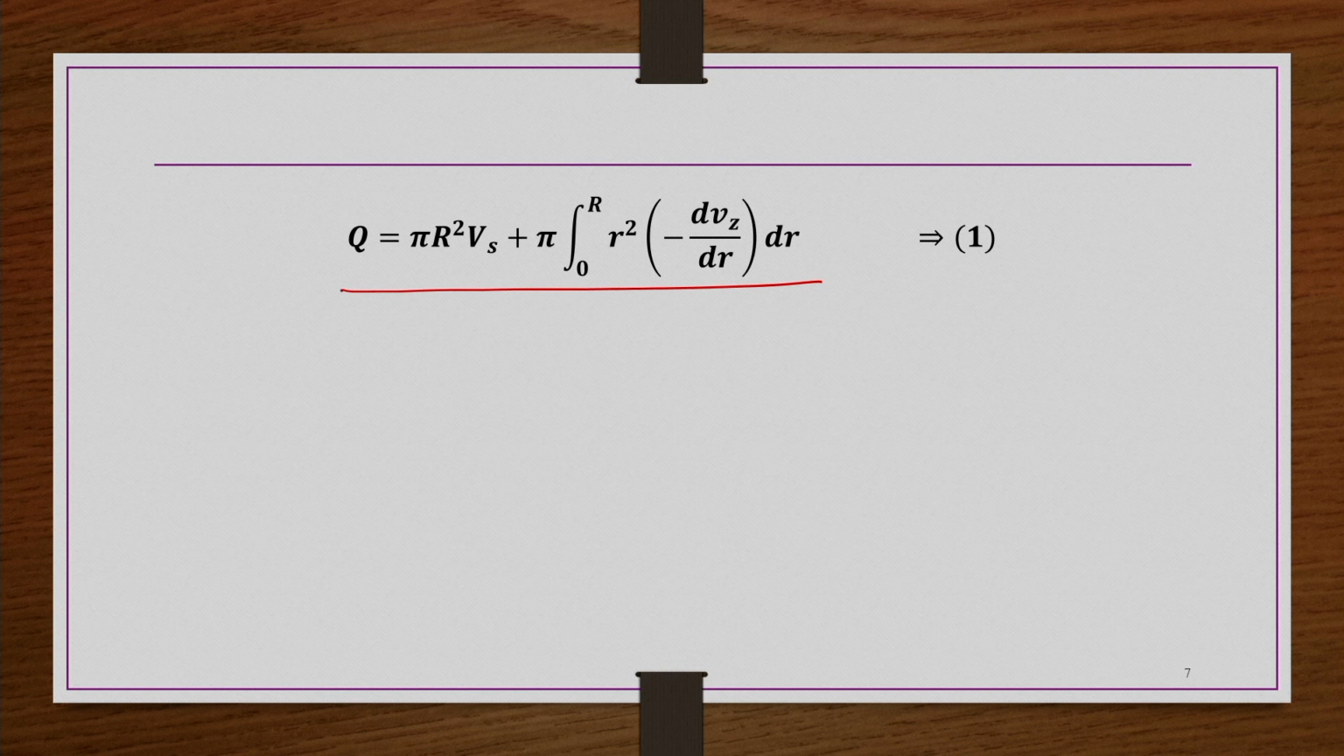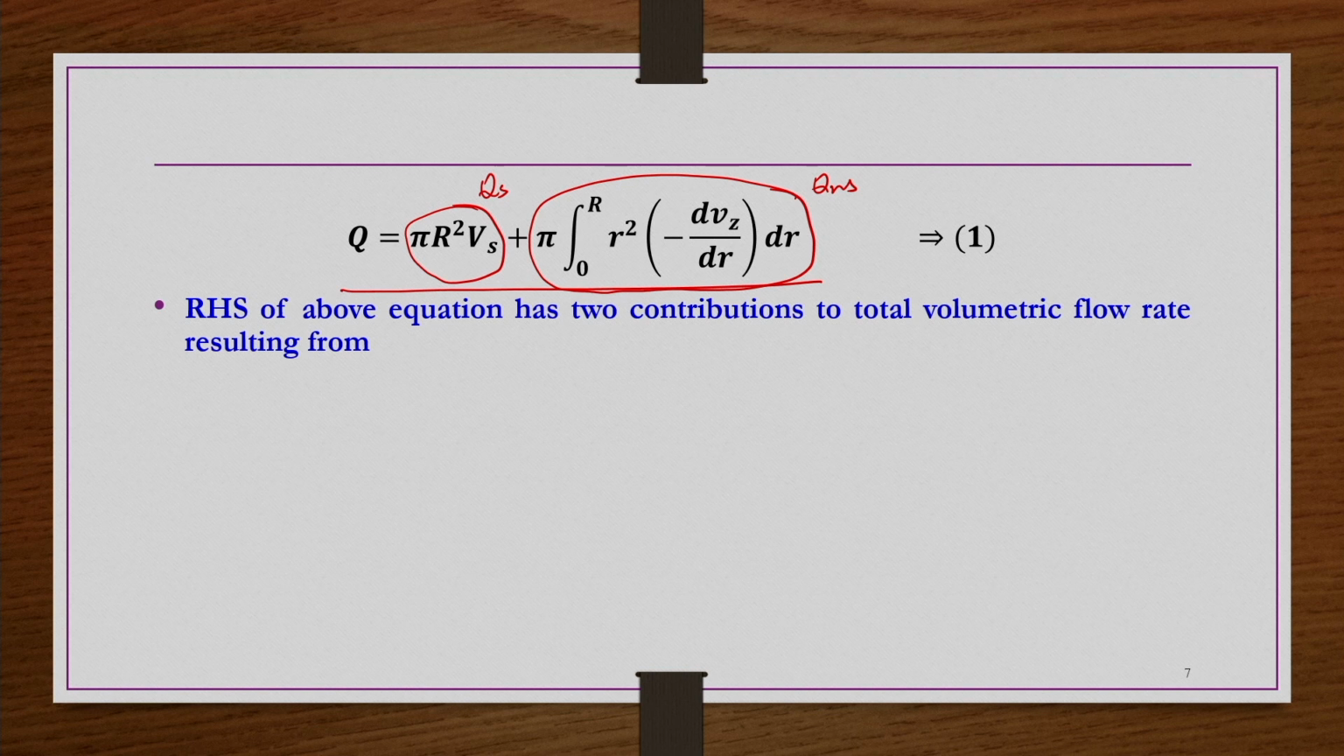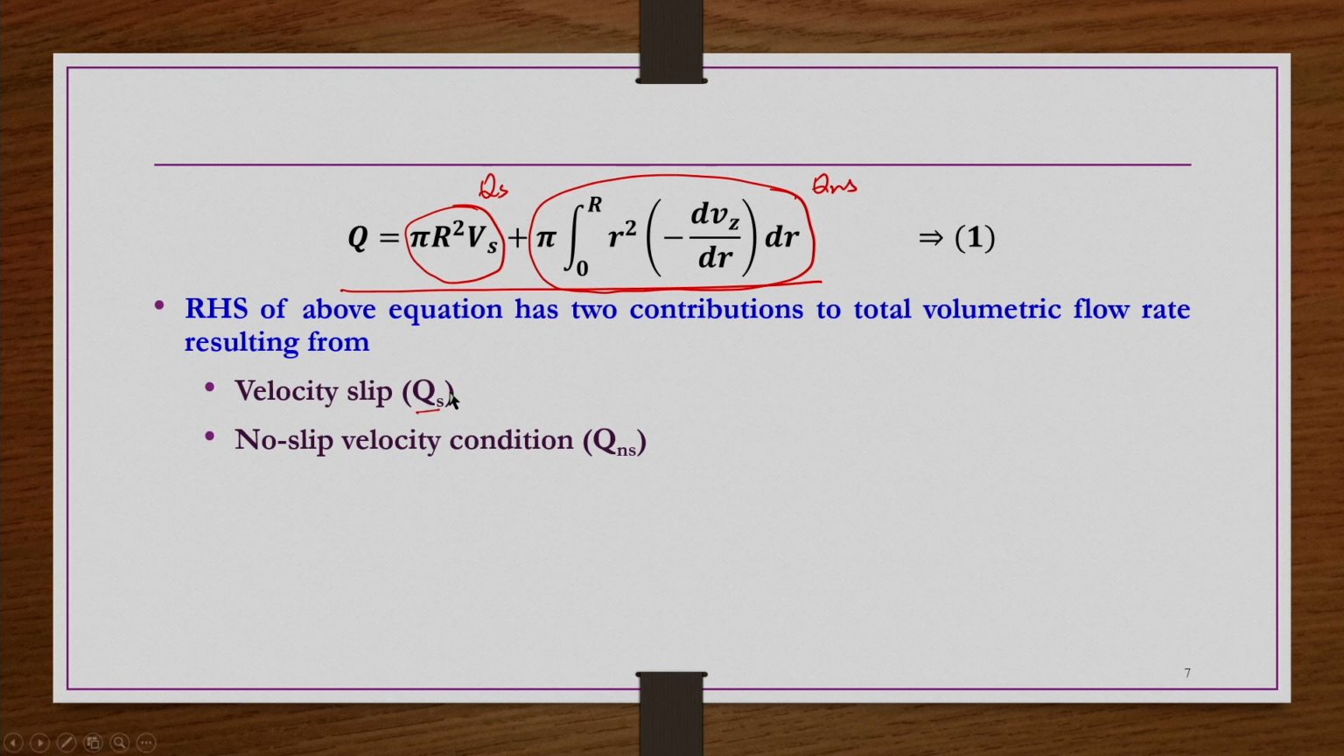So, now this volumetric flow rate has two contributions: one because of the fluid slippage, another because of the fluid no slip condition, Qs and Qns, and both of them are addends. So, the RHS of the above equation has two contributions to the total volumetric flow rate, resulting from the slip velocity condition and the no slip velocity condition. Because of the slip velocity condition, let us call it Qs, the first term in the RHS, and then because of the no slip, whatever the volumetric flow rate is, that is the Qns, the second term.